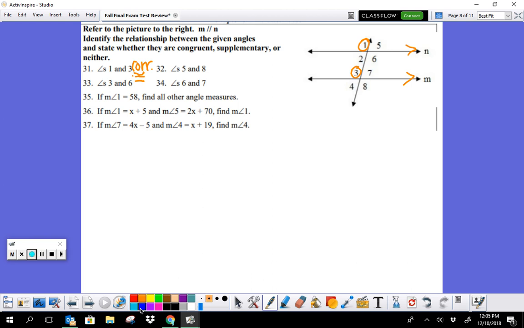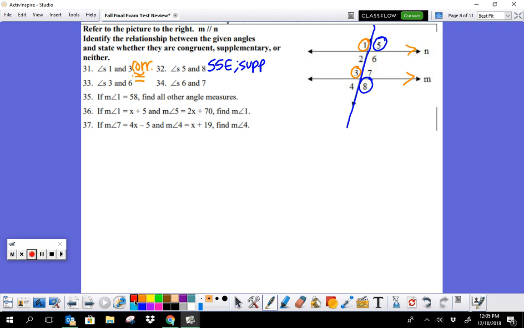Number 32, angle 5 and angle 8. Notice where our transversal is here. Those are on the same side of our transversal and they're on the exterior, so those are going to be same side exterior. The way I remember it is anything same side is supplementary, all the S's. So that is going to be supplementary.